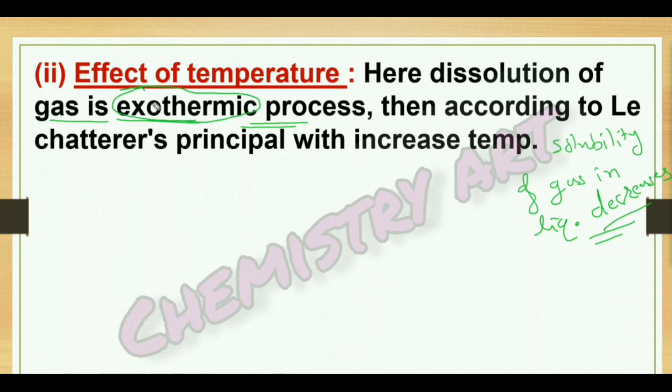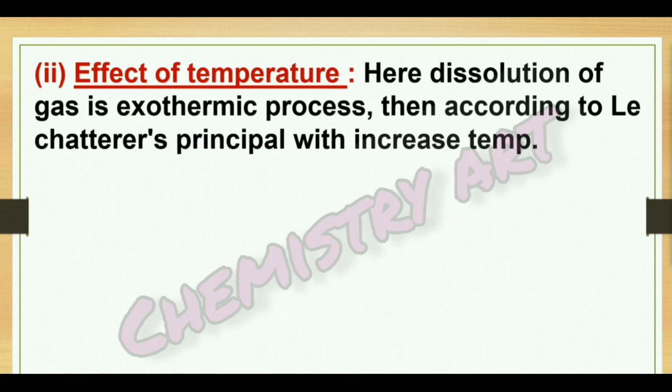With increasing temperature, the solubility will decrease because of its exothermic process. An exothermic process requires less temperature, not more temperature. So if we increase the temperature, it is the opposite of that requirement, and that's why you can say that the higher the temperature, the lower the solubility of the gaseous compound.